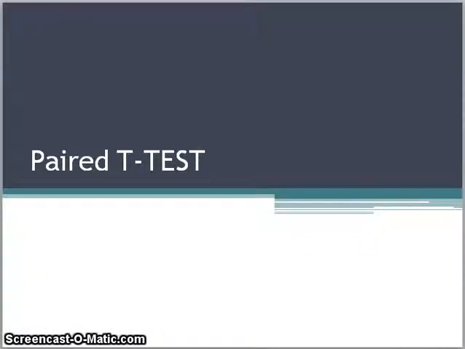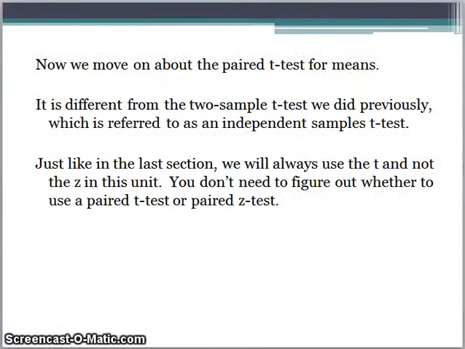Hi, so here's the video lecture about the paired t-test, which is also sometimes called the dependent samples t-test. So this t-test is different from the last t-test we did, the two-sample t-test, which is also called the independent samples t-test. Just like we did before, you don't have to worry about Z versus T. We'll always use the T.